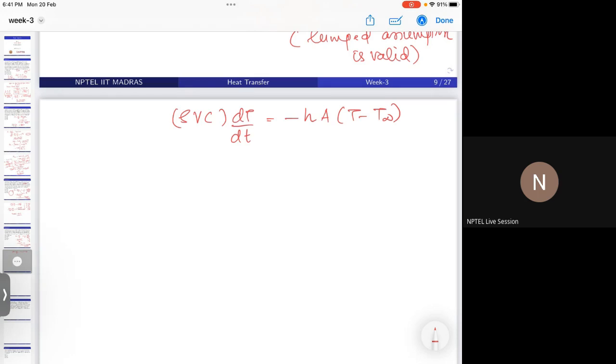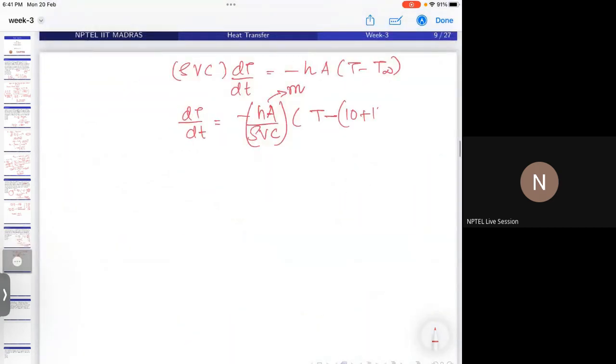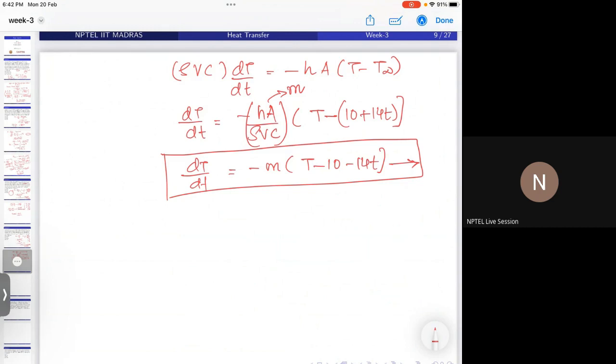So this leads to another governing equation, like I am writing dT by dt plus minus hA divided by rho Vc. For the time being, I am writing this as m for the calculation purposes. So T minus T infinity, the function is given, that is 10 plus 40t. If you rewrite the governing equation, minus m (T minus 10 minus 14t). This is our governing equation for this problem. We have to solve this governing equation to find out the temperature.